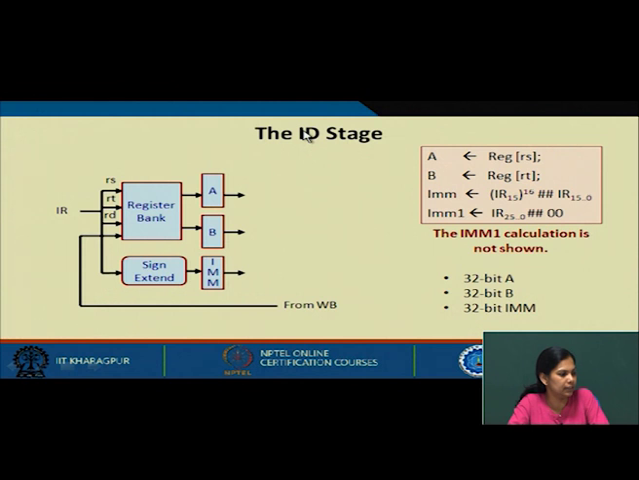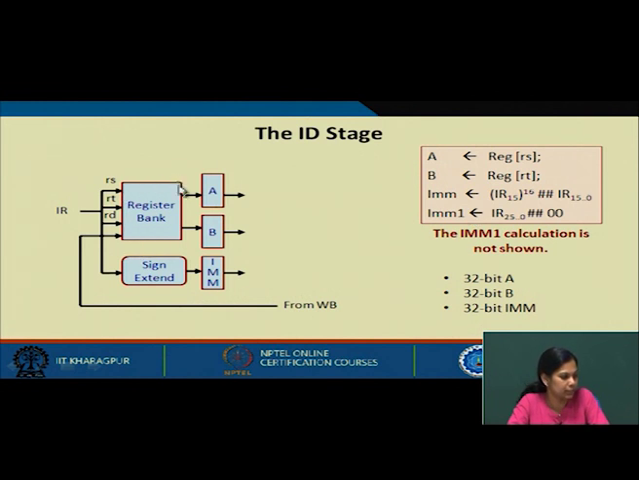Next, let us move on with the ID stage. In the ID stage, we decode that instruction, and after decoding we also fetch the particular fields, that is the registers, which are the source register, the destination register, the immediate field, etc., and we make them available for that particular instruction execution.